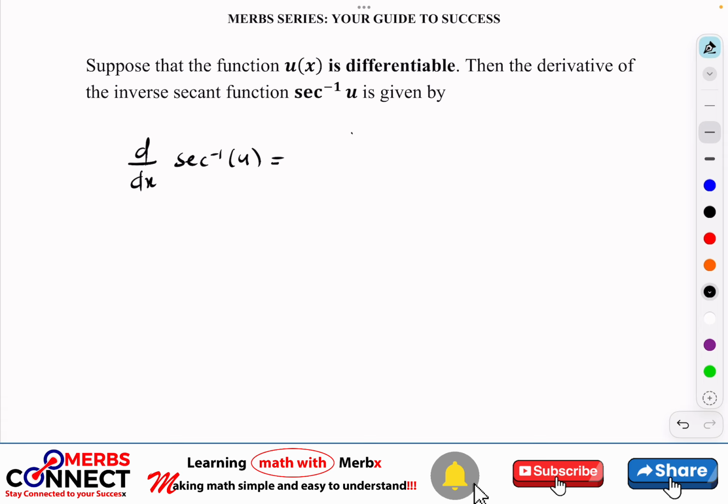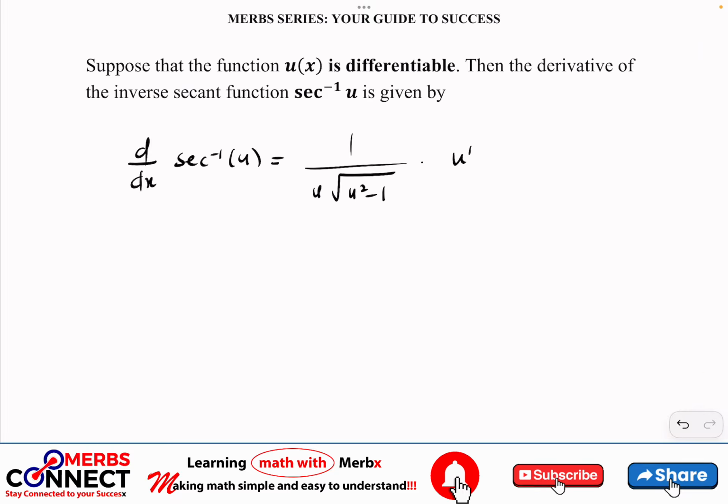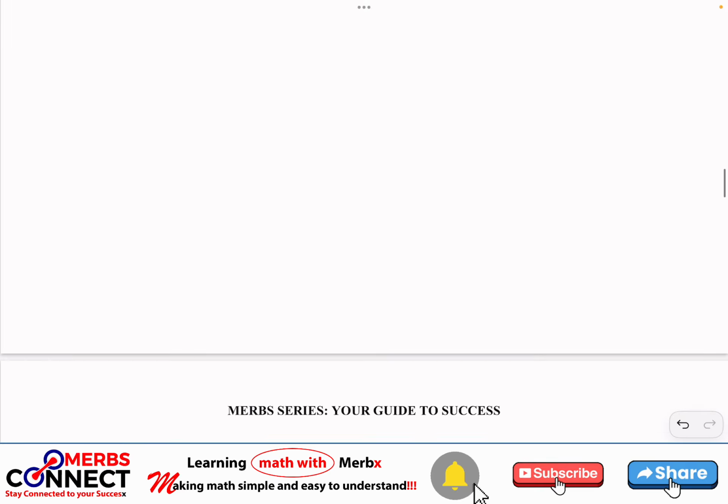This is going to give us 1 divided by u square root of u squared minus 1 times u prime. So the general one is just multiplying it by u prime, and then you are done. Most of the cases we put absolute on this, because if this is minus, then we want to make sure that this turns out to be positive. So most of the formulas use absolute here, which is also right. You can just put the absolute there, and then you are done.